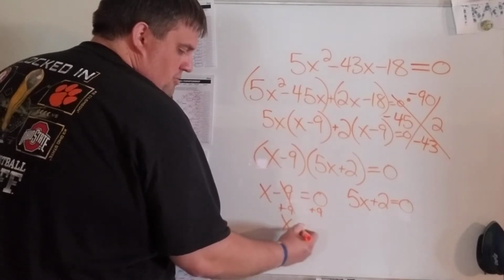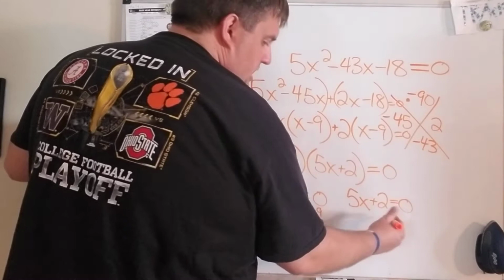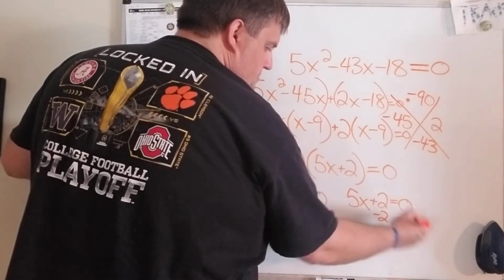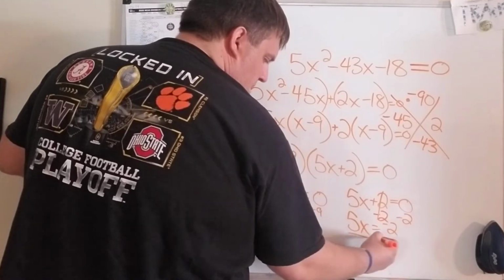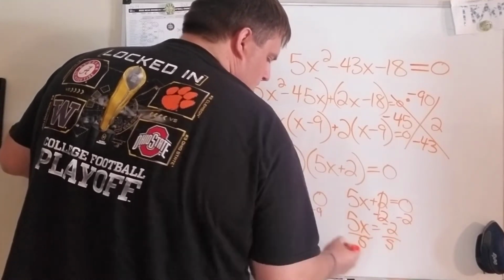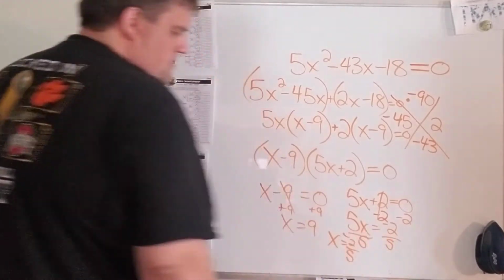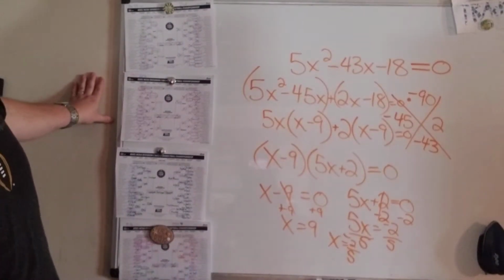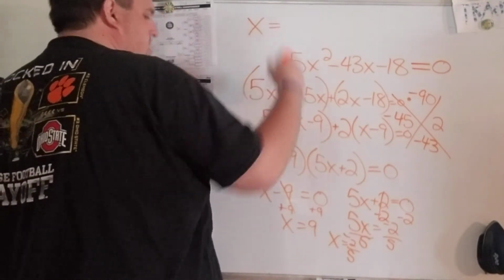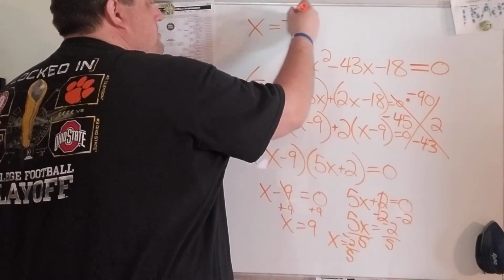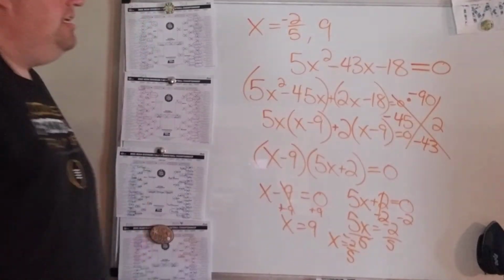And x equals 9 is going to be one of our solutions. And then over here, we're going to subtract the 2. We get 5x equals negative 2, and then divide by 5, and x equals negative 2/5. I don't know if you can see that. Oh yeah, we're good. So I have two solutions, which I assumed I would. We have negative 2/5, and we have positive 9.